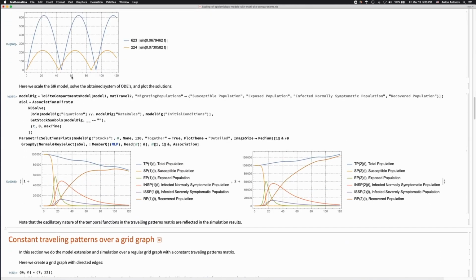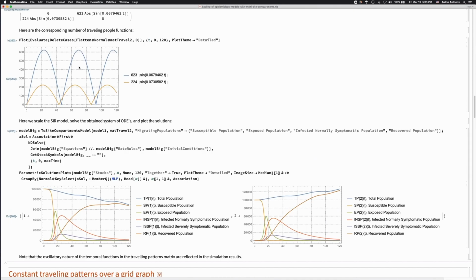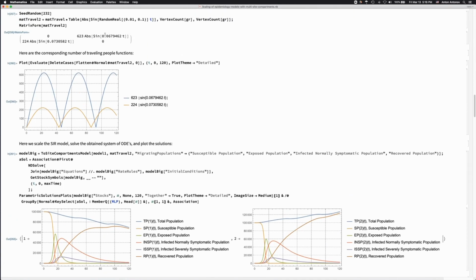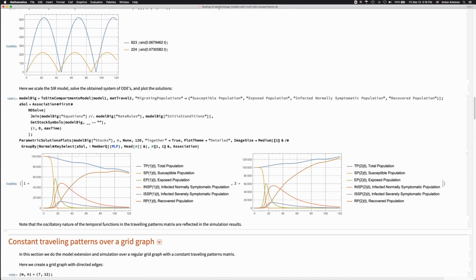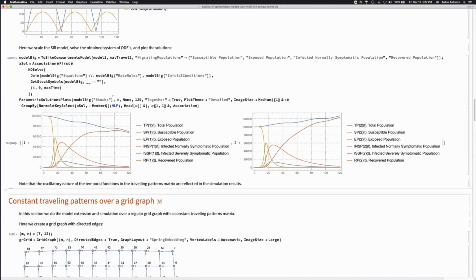Because of this nature of the signals, when I make the simulations, I would expect this to be reflected in the final results. And it is. You can see how these oscillations have been reflected in the final results. And we have, again, a similar pattern to what we saw above.